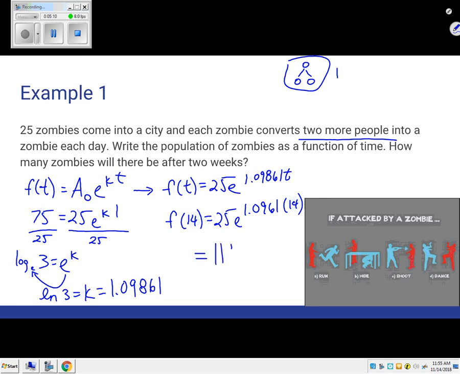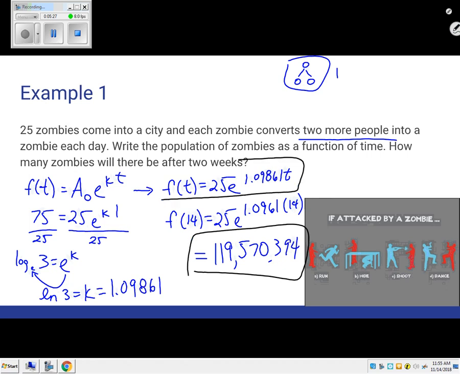And after I plugged 14 in for T, oh man, these zombies blew up in 2 weeks. So 119,570,394 would be what it would be rounded to the nearest person. Like I said, two answers on this. I'm going to put this one, and I'm going to put this whole equation. So make sure you get those two boxed in so I can find them.